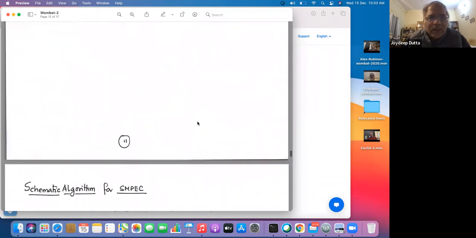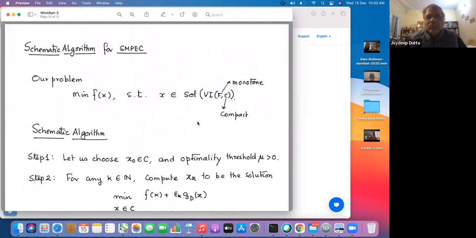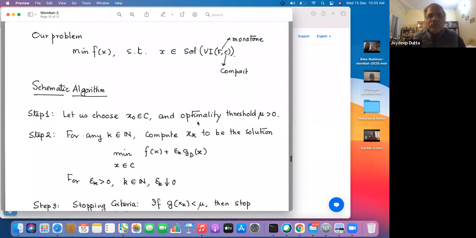What is more interesting is a schematic algorithm. After that, of course, we have developed much more detailed algorithms, but the schematic algorithm is just a starter because, as I told you, the dual gap function is a very good explanatory tool. It allows you to see certain things in a very simple way. So we choose a starting solution and an optimality threshold.